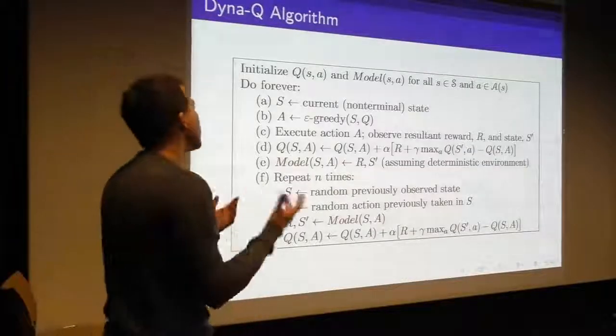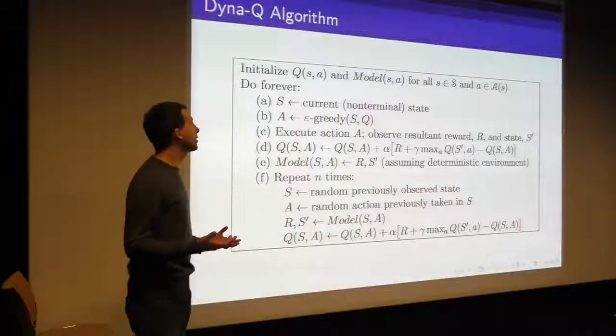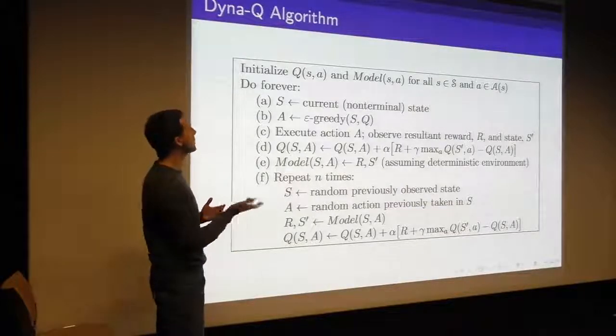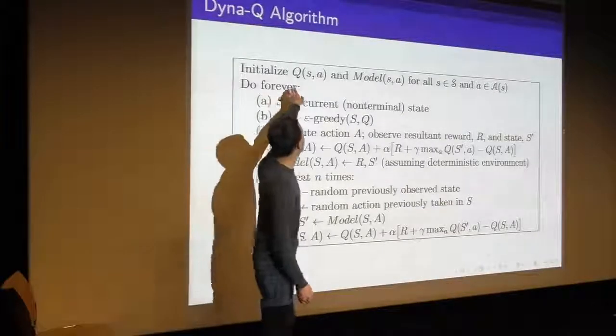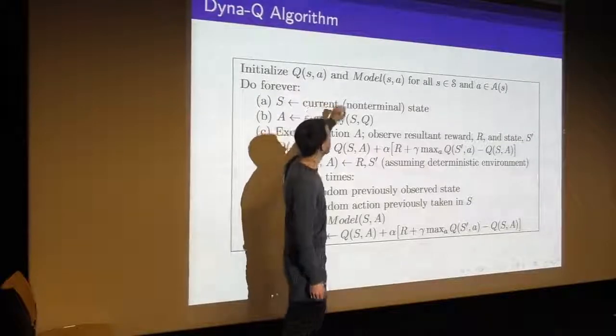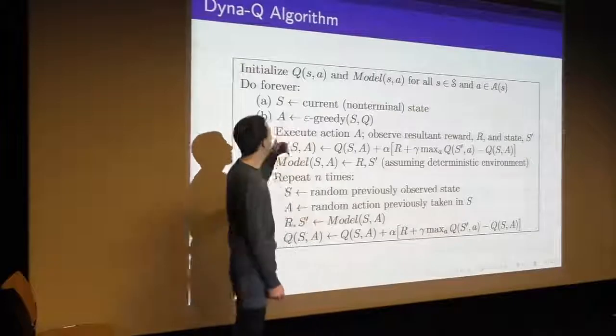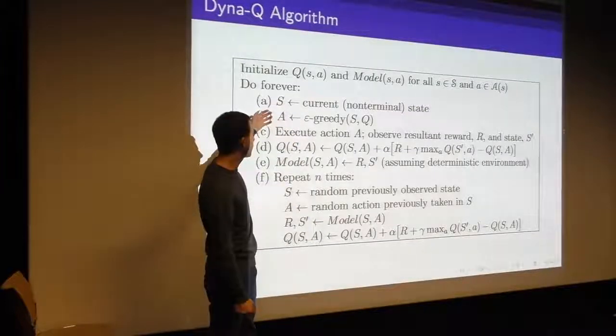So the canonical Dyna algorithm looks something like this. This is the Dyna-Q algorithm. It's the simplest version of Dyna. And all it says is, let's just start off with some action value function Q and some model. And all we're going to do is basically use this very, very simple kind of model we've looked at.